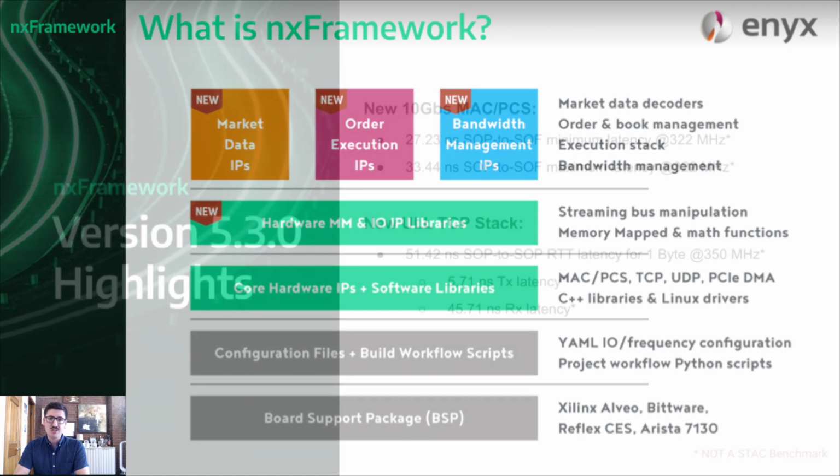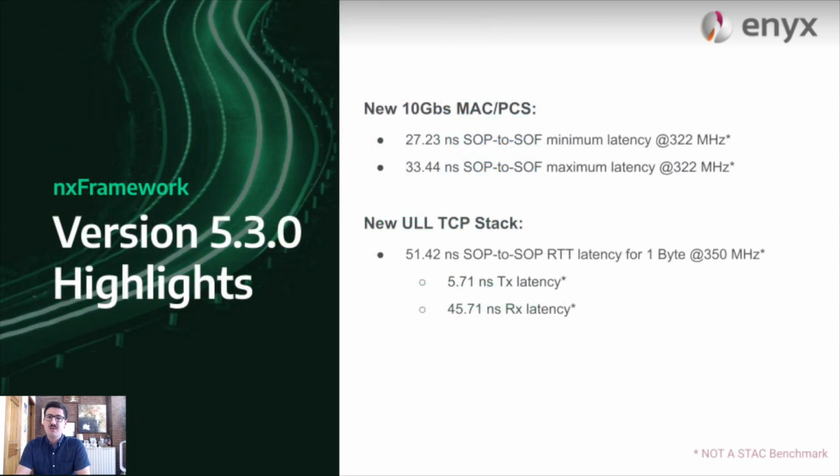And so version 5.3, which is about to be released to our customers, includes an updated Mac PCS and TCP stack. Our new Mac PCS is going to show a minimum latency of 27.23 nanoseconds. That's a round trip, including the PMA, and that's a soft-to-soft measure when running at 322 megahertz. And our TCP stack is now going to provide a soft-to-soft round-trip latency of 51.42 nanoseconds for 1 byte when running at 350 megahertz. In the case of nxAccess, which is going to soon move to that version, that means that the latency of the TCP stack when sending an order is just going to be 5.7 nanoseconds.